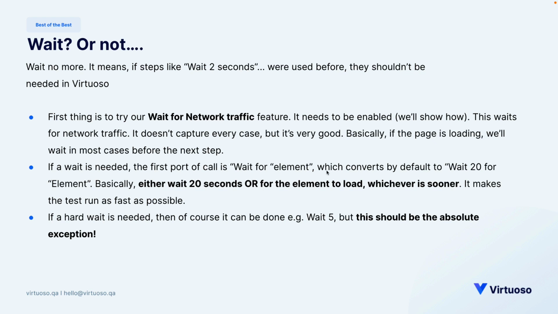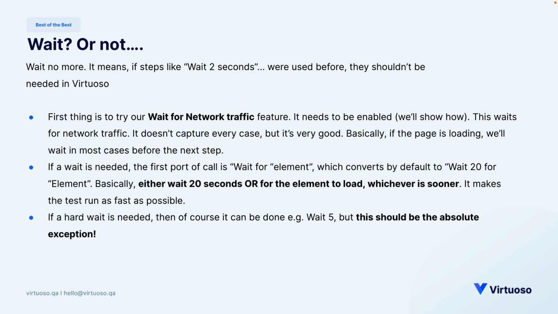One is we have a thing called wait for network traffic. So I'll show you how to do this. This basically waits for the page to load. So there's network traffic, so literally things happening between the application and the backend via the network, which is loading. So if we can see that something's loading, we wait for it.